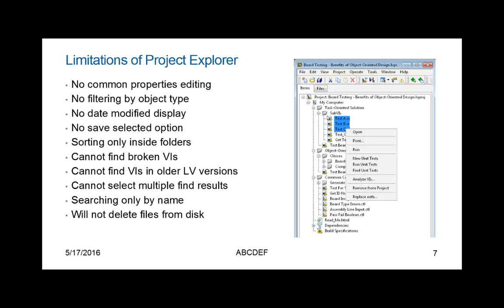When I select multiple VIs like I did here, the option to select properties disappears. It's there if you select a single VI. Now, if you're searching for VIs, searching is only done by name. Also, from this window, you cannot delete VIs on the disk. It simply will not do it.